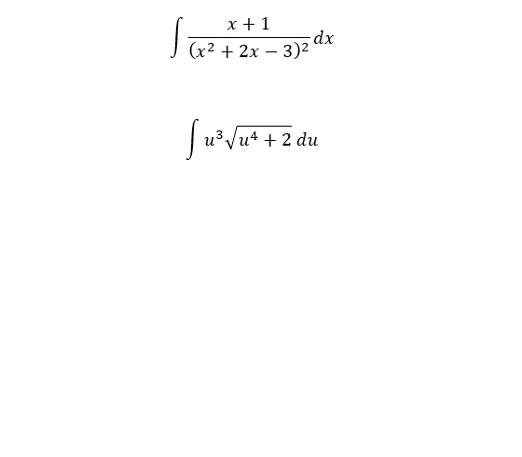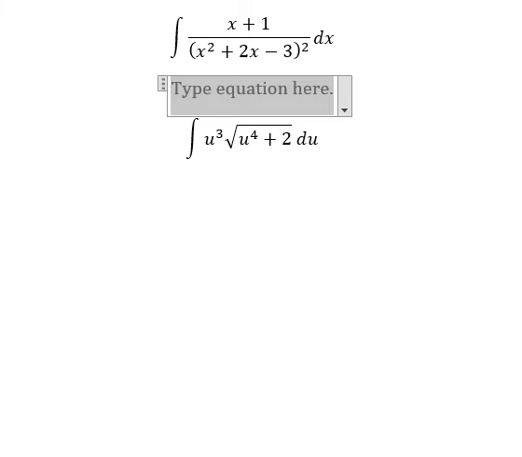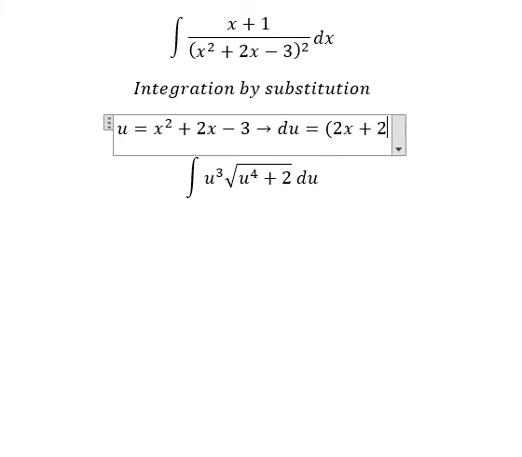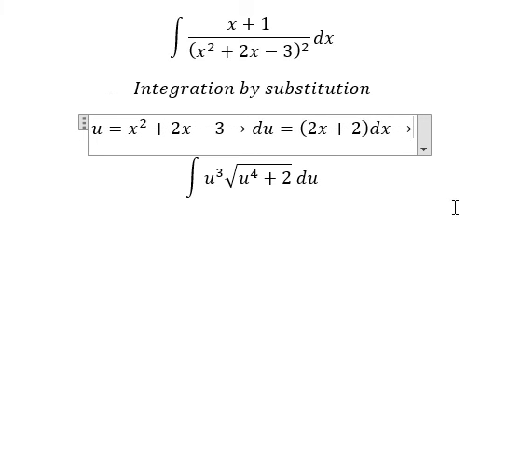Question number 2. We need to use integration by substitution. So I will put u equals to this one. So we do first the derivative for both sides. So we have 2x plus 2 dx. Because we don't have number 2 in here, we divide both sides by number 2.